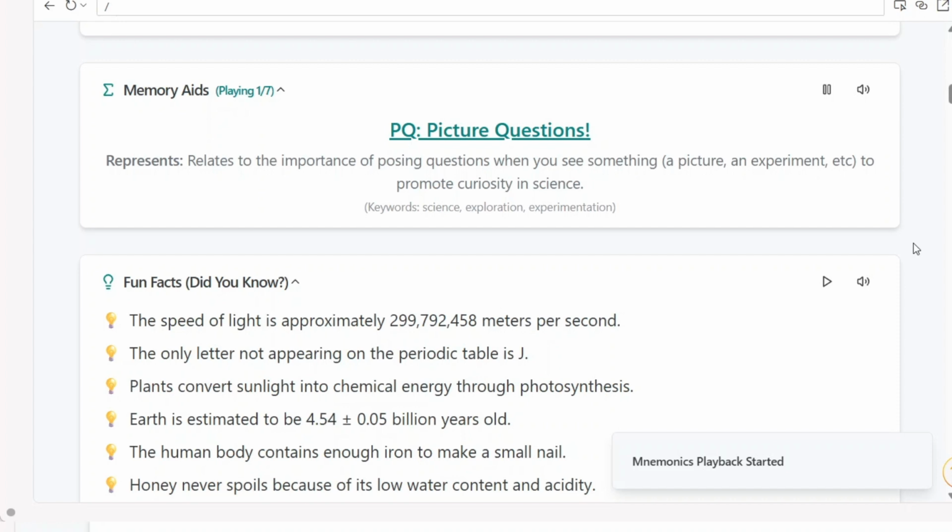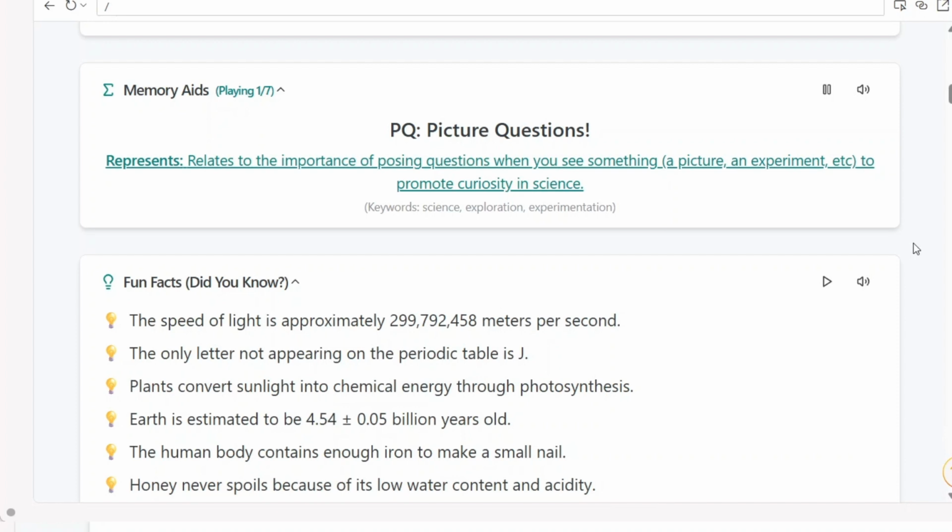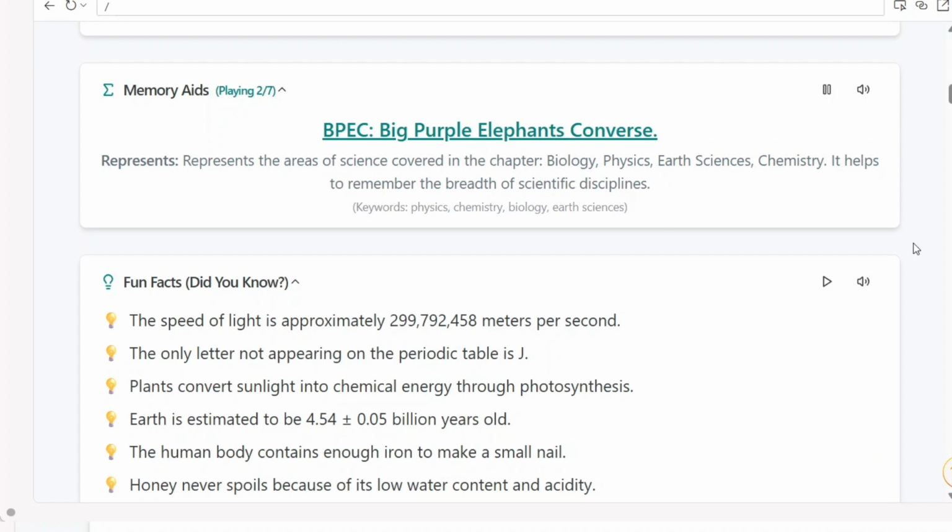PQ. Picture questions. Which represents, relates to the importance of posing questions when you see something, a picture, an experiment, etc., to promote curiosity in science. BPEC, Big Purple Elephant's Converse. Which represents the areas of science covered in the chapter: biology, physics, earth sciences, chemistry. It helps to remember the breadth of scientific disciplines.